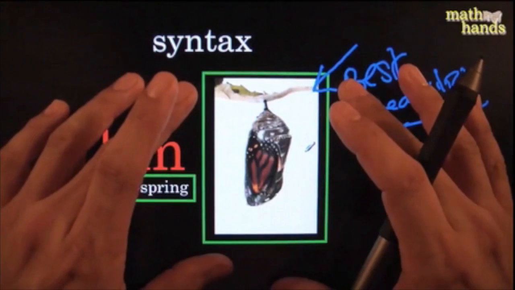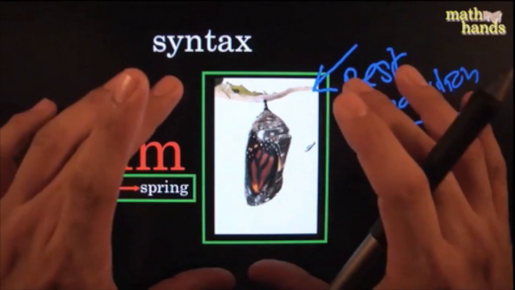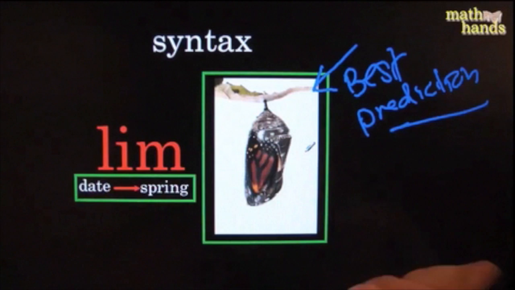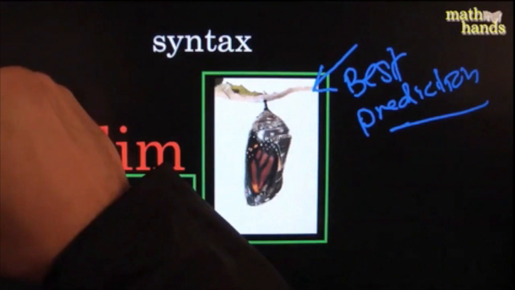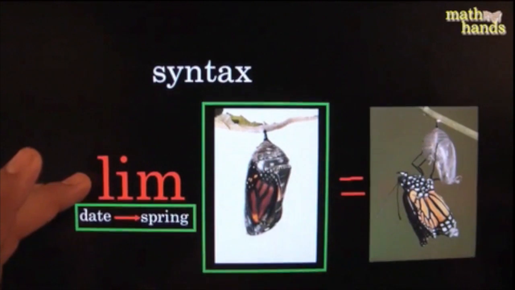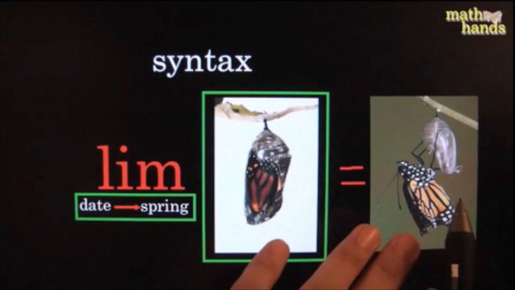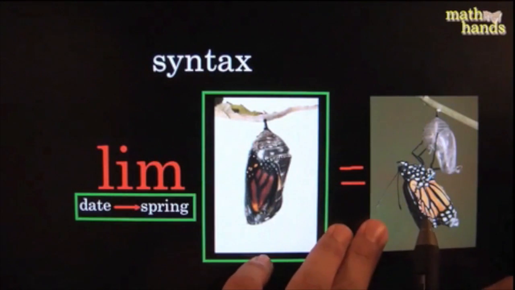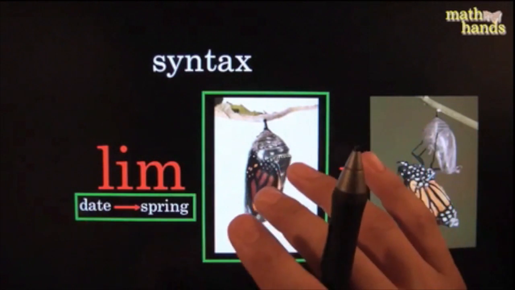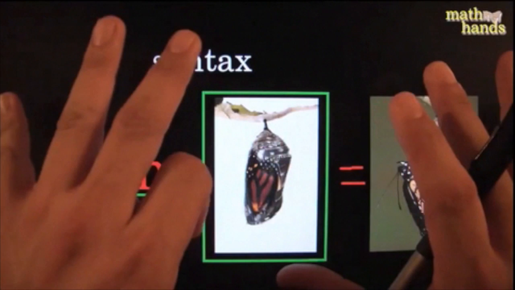Now, as many of you biologists know, most of these monarch cocoons hatch in the spring. So what do you think the best prediction is as time approaches spring? Of course, the best prediction would be that the cocoon will turn into a butterfly. It doesn't mean that it did. It just means that's the best prediction. It's really important to understand that carefully and make that distinction. Maybe it turned into a butterfly, maybe it fell off and died, maybe a bear came and ate it. I don't know. We don't know.